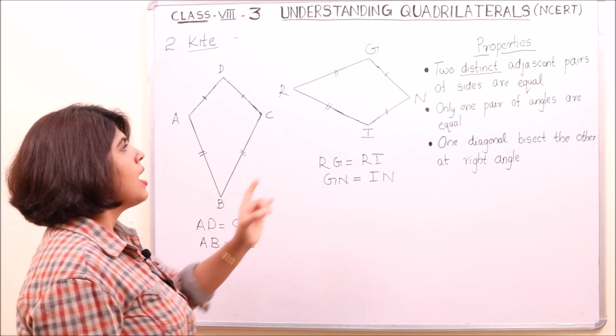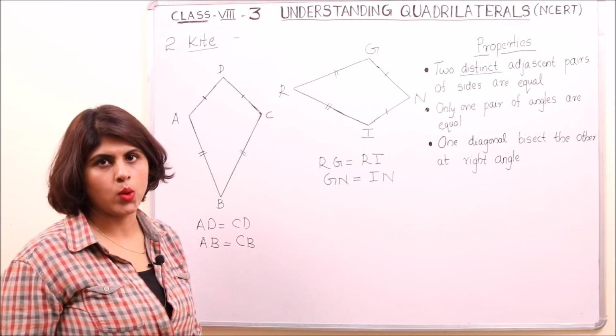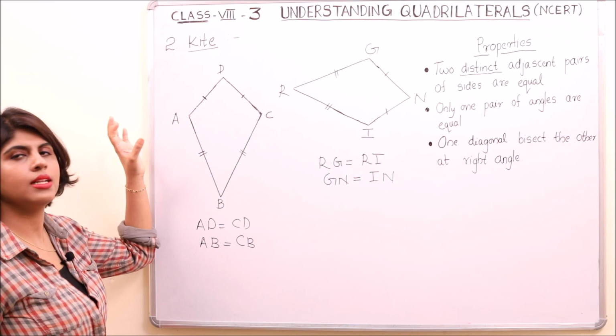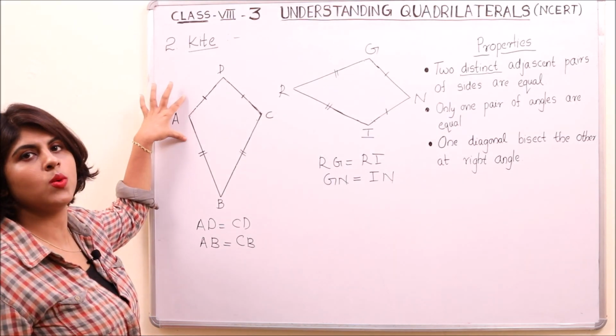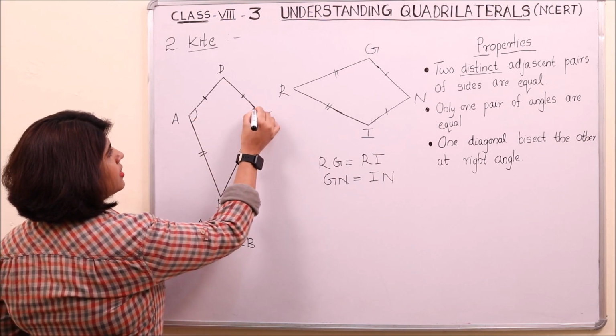Clear? And the second property is that only one pair of angles are equal. It says that the angles between two unequal sides are equal. See, these two angles are equal.